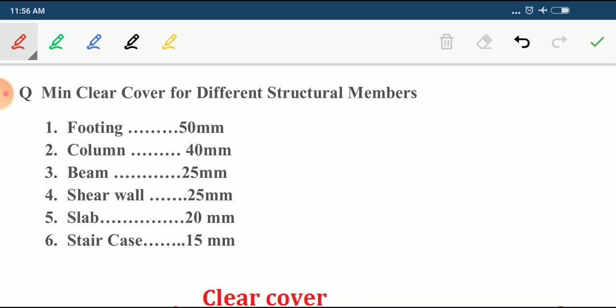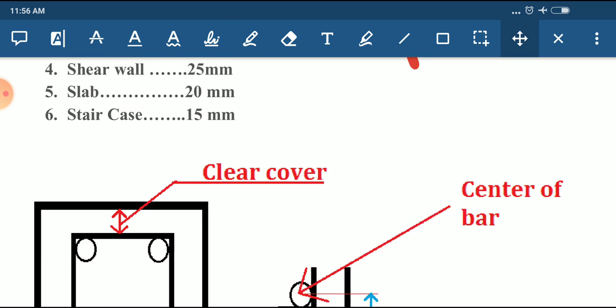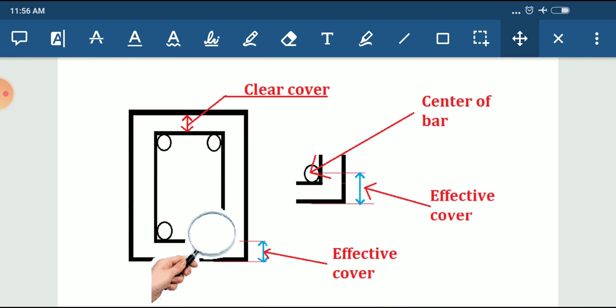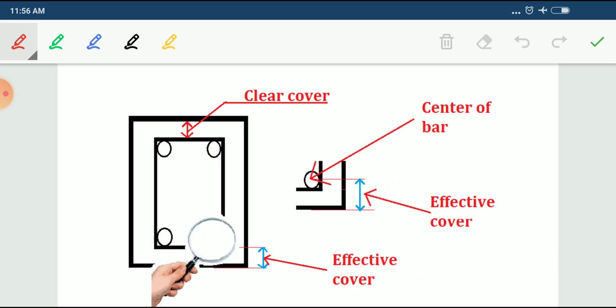And one more thing, here you should know what you mean by clear cover and what you mean by effective cover. Okay, first we will clear that one. In the diagram here it is explained. Clear cover means the outermost surface of the concrete to the nearest main reinforcement. This one is called clear cover.